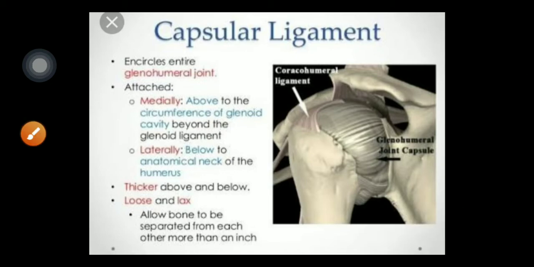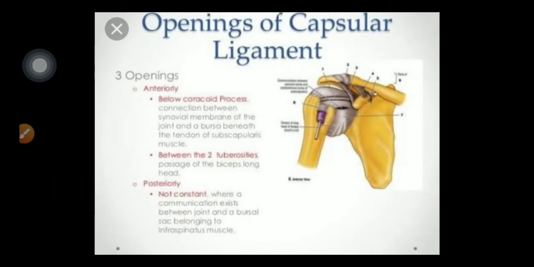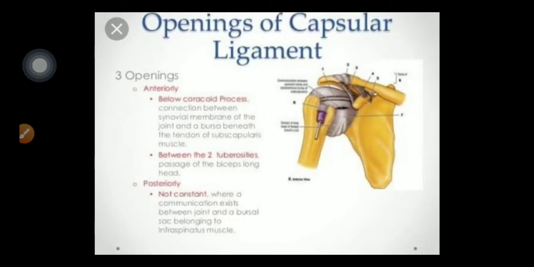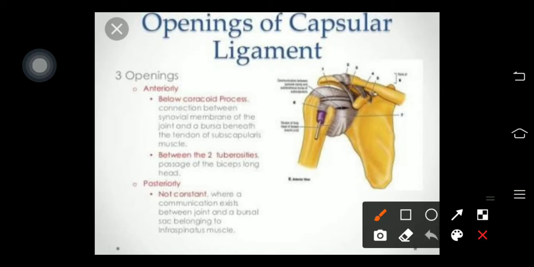Next we are going to see the synovial membrane of this joint. As I told you earlier, it is a ball and socket type of synovial joint. If we say synovial joint, it means that it has a synovial membrane on the inner side of the capsule. This synovial membrane is a very important feature of this whole joint, and there are different openings present in it. There are primarily three openings.